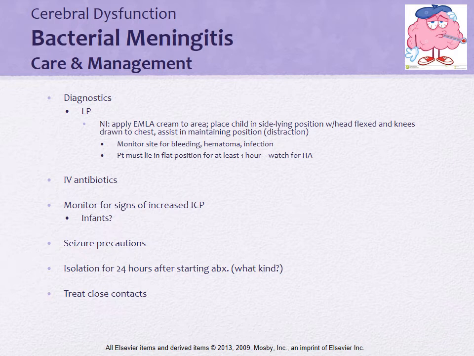And then in kids, the same thing. Adolescents, I mean. They're going to be on isolation for 24 hours after starting antibiotics. What kind of isolation do you think they would be on? It's going to be droplets. They'll be on droplet isolation for at least 24 hours. Typically, they'll leave them on there longer, just as preventative, just to make sure. They'll be on seizure precautions because, of course, if your brain is affected and ICP is affected, you're at risk for seizures. And then they will treat close contacts. So anybody who's been in contact with this child will be treated as a preventative to make sure they don't get it as well.